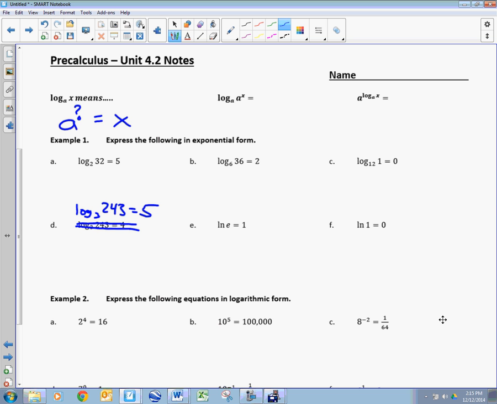So what we're going to do in the first example is we are going to write log base 2 of 32 is equal to 5 in exponential form. So that means I have a base of 2 and the exponent is 5 is equal to 32.